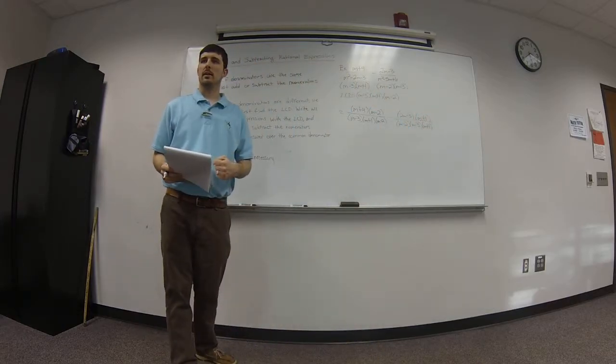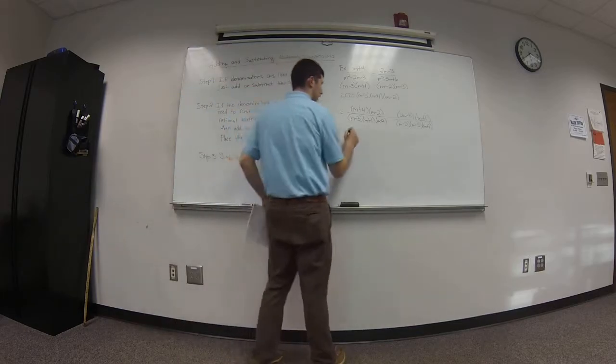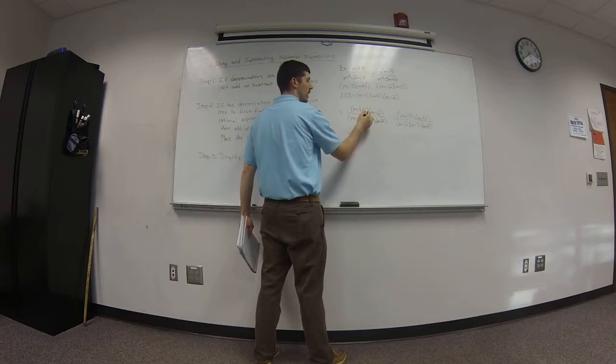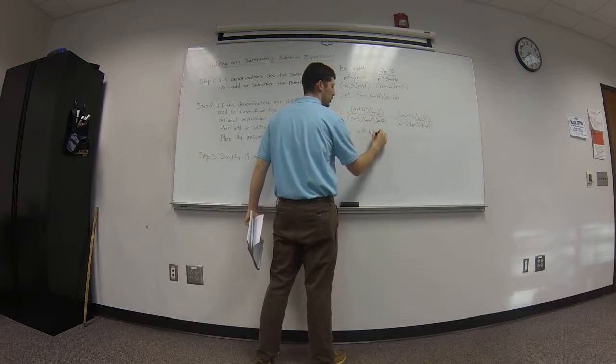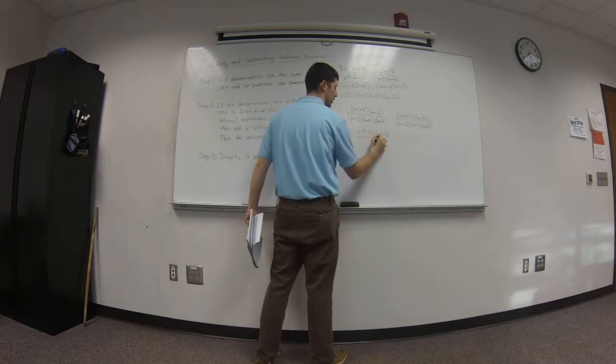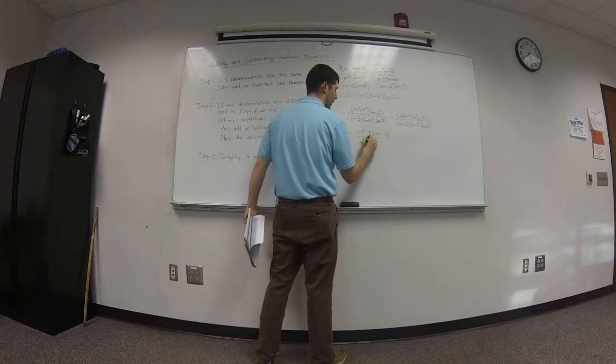Now let's simplify the tops. Let's FOIL them out. So this gives me m squared minus 2m plus 4m. So that's 2m. 4 times negative 2 is minus 8 over my common denominator.